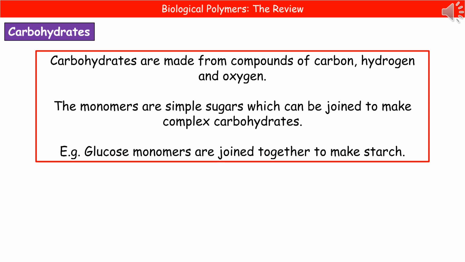The last biological polymer we're going to look at are the carbohydrates. Carbohydrates are made from compounds of carbon, hydrogen and oxygen. So our monomers are simple sugars, which can then be joined together to make these complex carbohydrates. So for example, one of the common ones that we've encountered is glucose as the monomer, which is then joined together in this long chain to make starch, which is a storage compound.